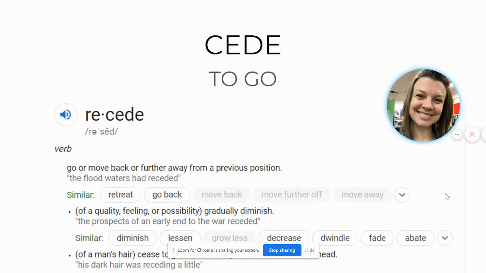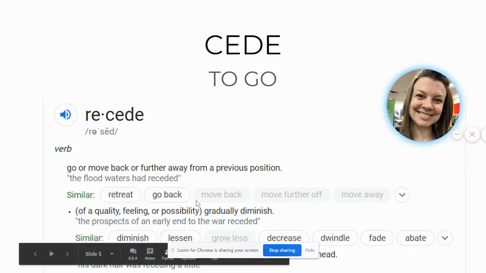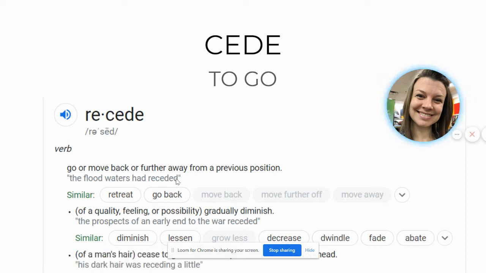Up next we have cede. Okay, or in English, we might say seed. Now, this isn't the kind of seed that grows into a plant. This is a word part that means to go. Notice the spelling, C-E-D-E. That's spelled very differently than a seed that grows into a plant, okay? So seed in this case means to go. For example, here we have recede, okay? This means to go or to move back from a previous position. It gives us the example: the flood waters have receded. They've gone back, okay?